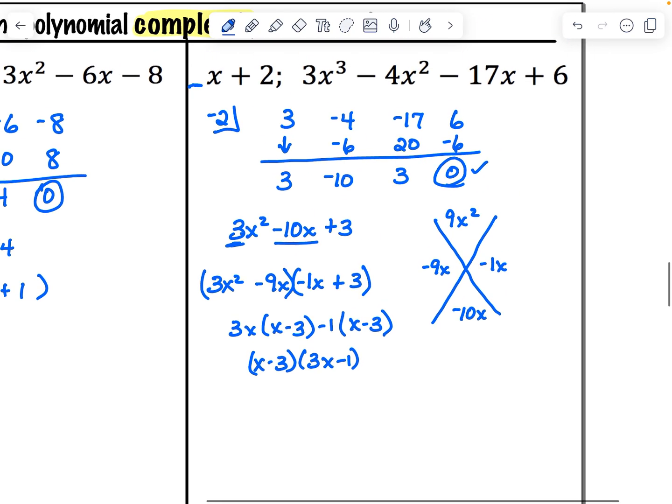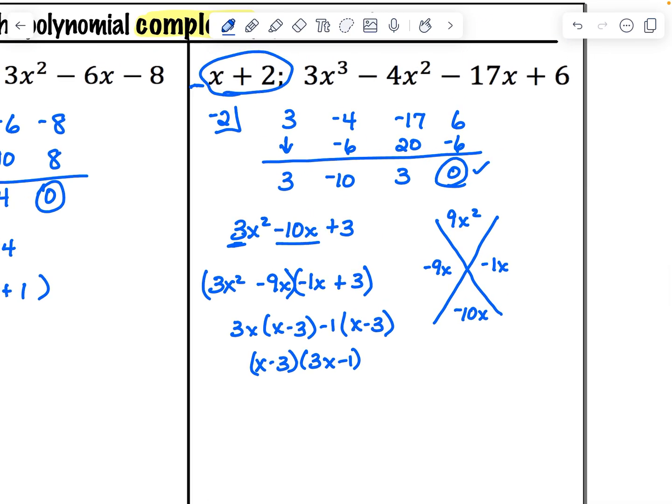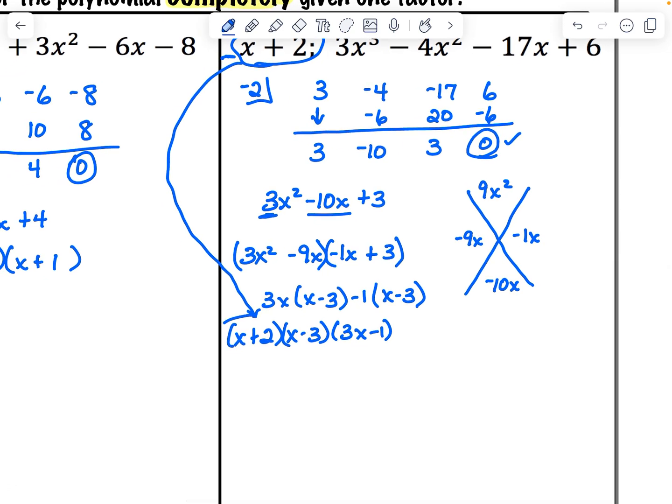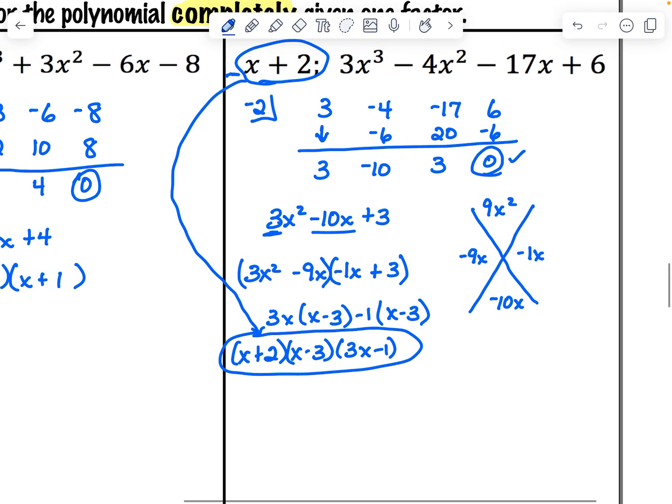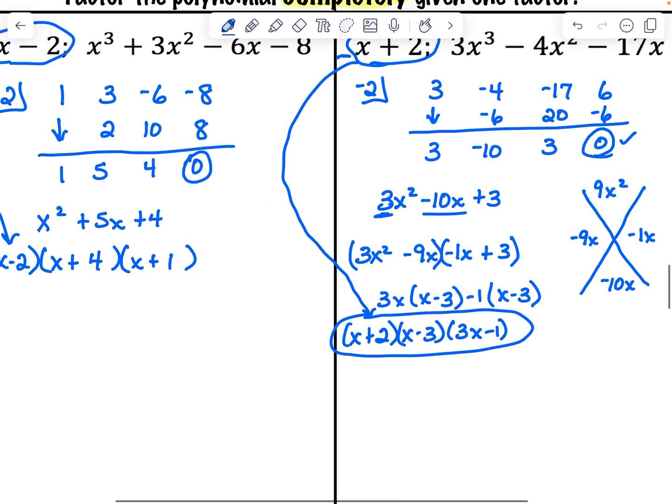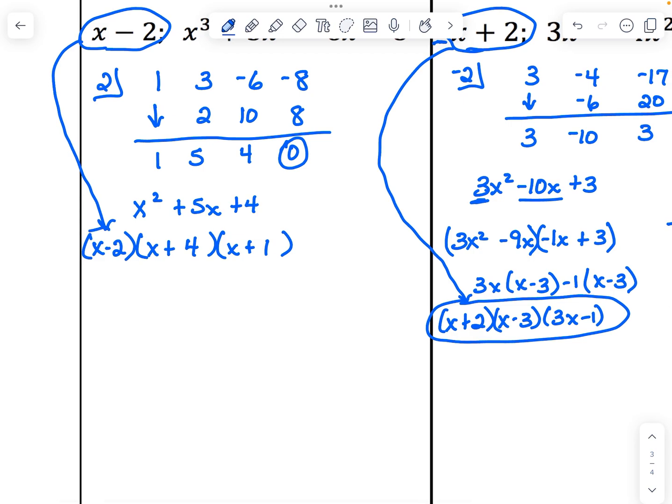But remember, I've got to bring down what I divided by originally and put it out in front. It could go at the end, it doesn't matter. You just have to include it. So those are the factors of the polynomial 3x cubed minus 4x squared minus 17x plus 6. So here we get that.